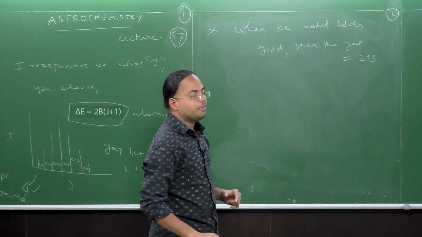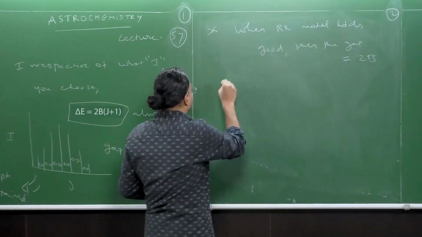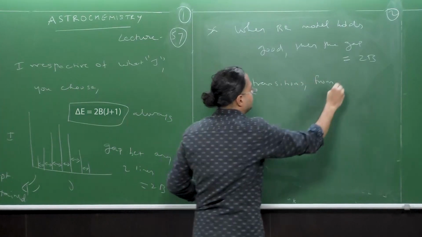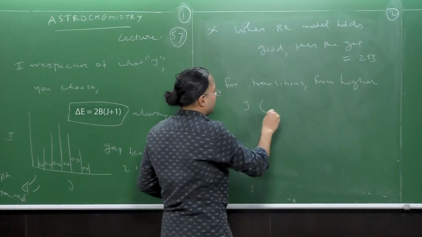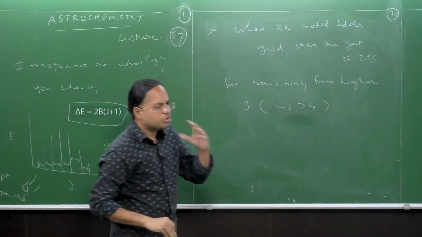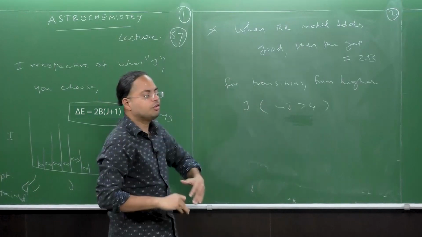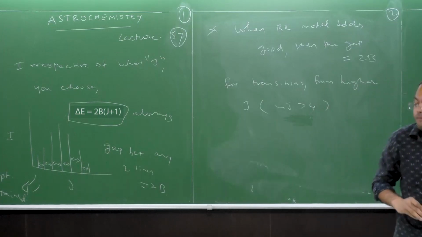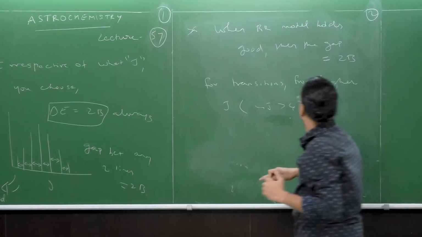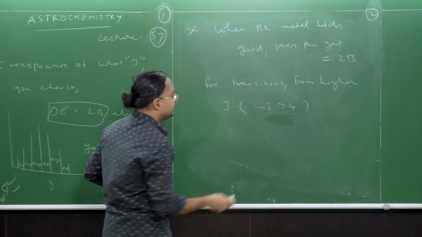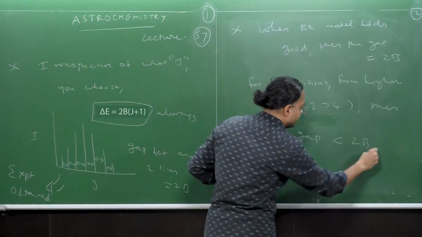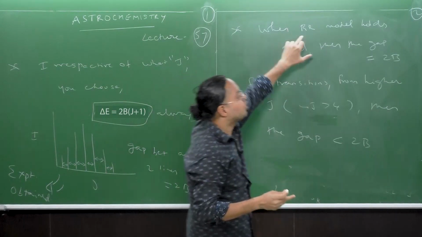Now, for transitions from higher J, you can safely say J greater than approximately 4, that is, when we are talking about the higher energy states of the rotational energy levels, the gap is typically less than 2B. Why is that? Well, because the rigid rotor model no longer holds good.